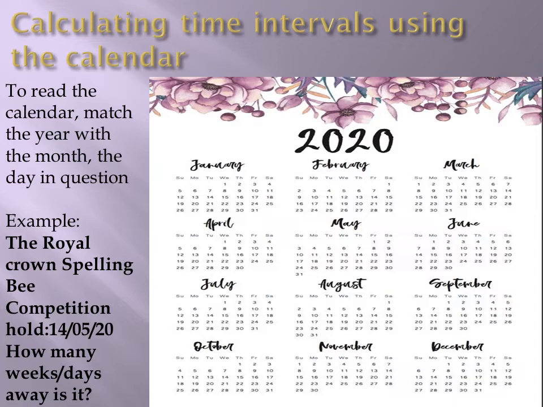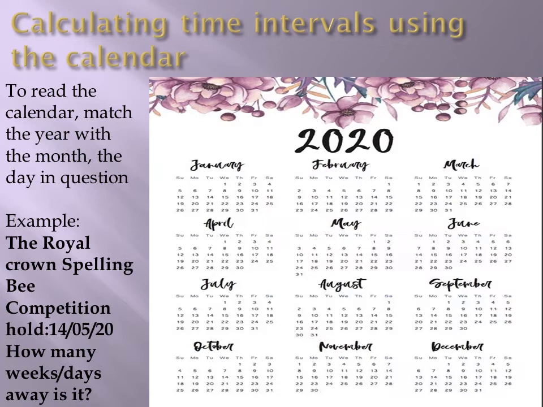So we already said previously that we match all those together to ensure we get the correct date. So let's check. The 5th month is May. The 14th day in May is Thursday. And of course, we're looking at the calendar year 2020. Now the question is, how many weeks or days away is it?